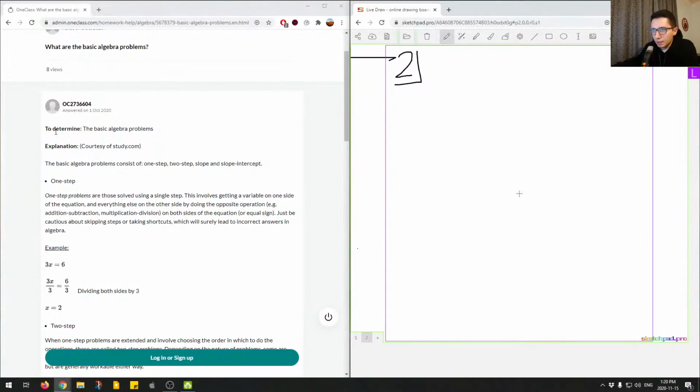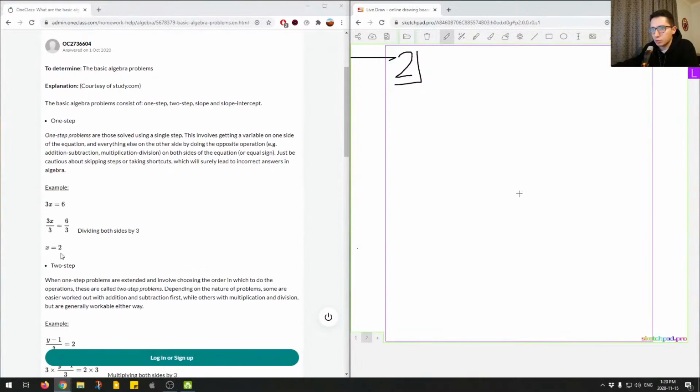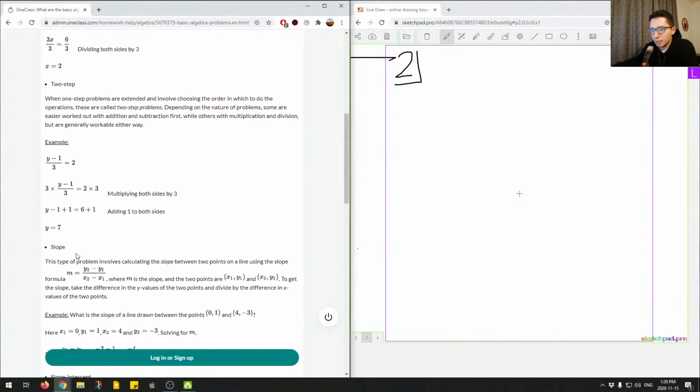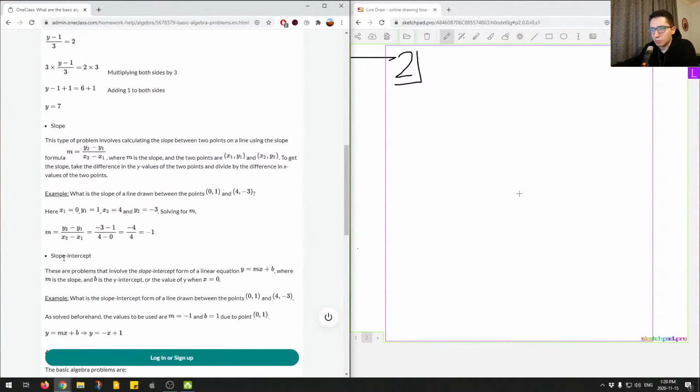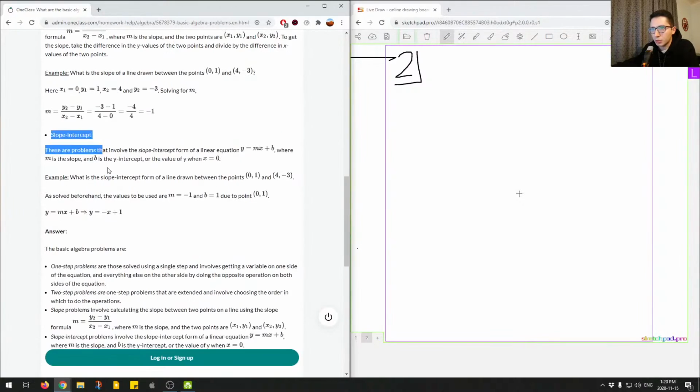So what we've got to figure out is just an overview of basic algebra problems. There's a one-step problem and two-step. So they have one step over here and two-step, and then they have slope and slope intercept. So they go through a couple of problems.